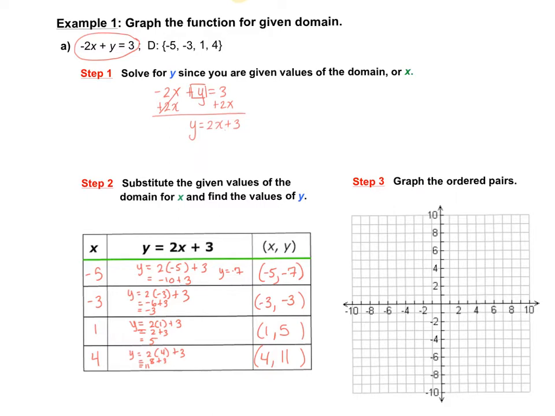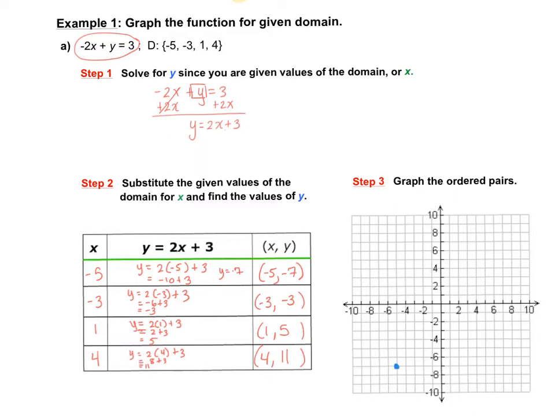Since this is a linear function, there was no exponent there. The exponent was 1. I know it's a linear function, and so when I graph it, I know I should get a straight line, or I messed up. If we don't get a straight line, we made a mistake. So I'm going to graph negative 5, negative 7. Negative 5 on the x-axis would be to the left, and negative on the y-axis would be going down. That's how I know my negative 5, negative 7 is right here.